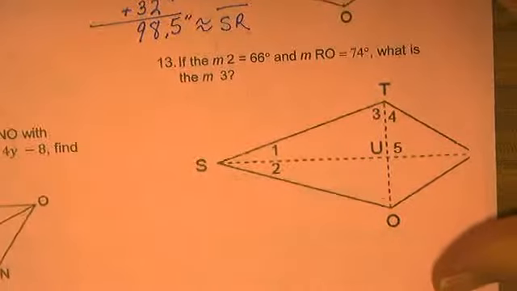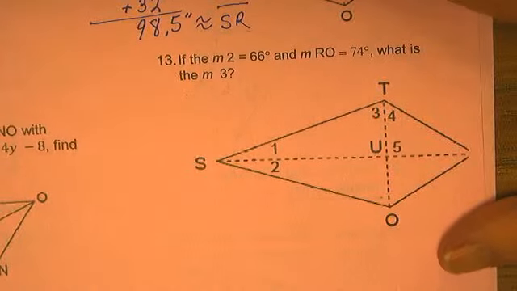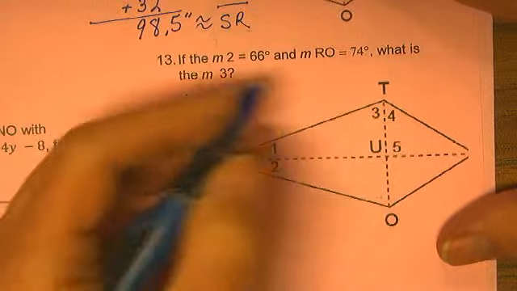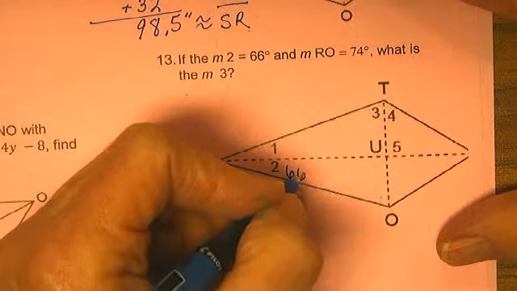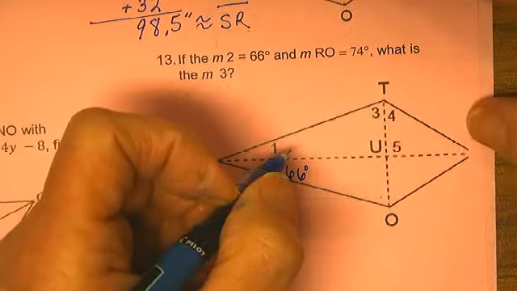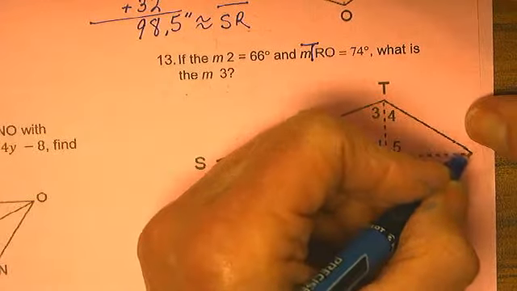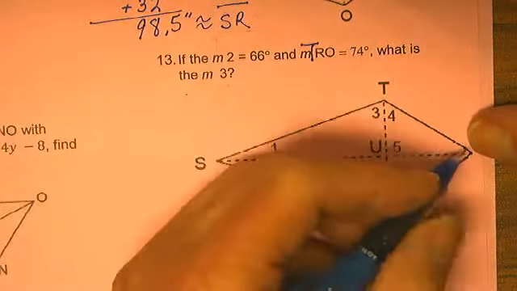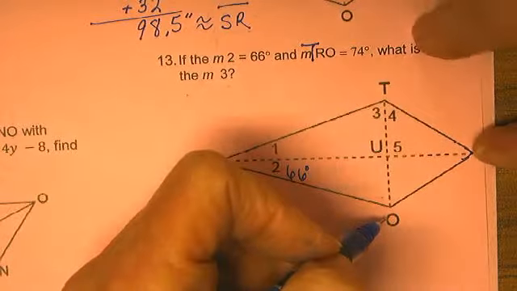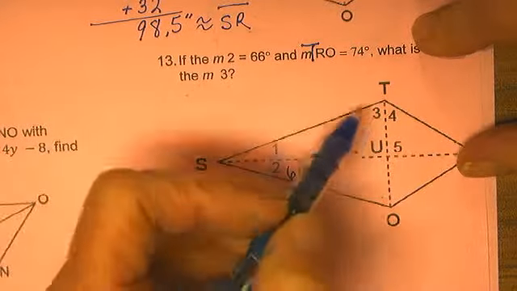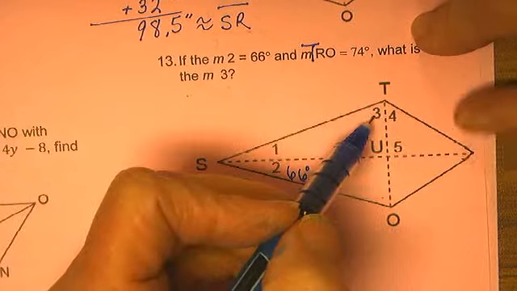Okay, on to 13, which is a really interesting problem. The measure of angle 2 is 66 degrees. The measure of angle TRO is 74 degrees. So now we have to find the measure of angle 3.